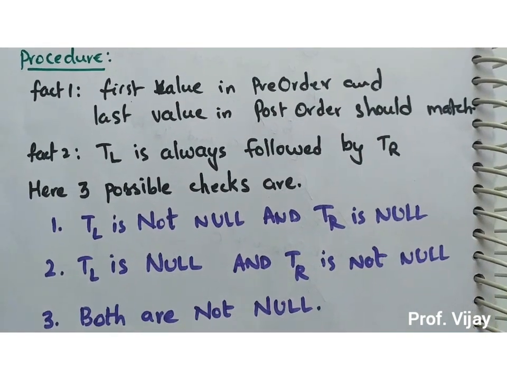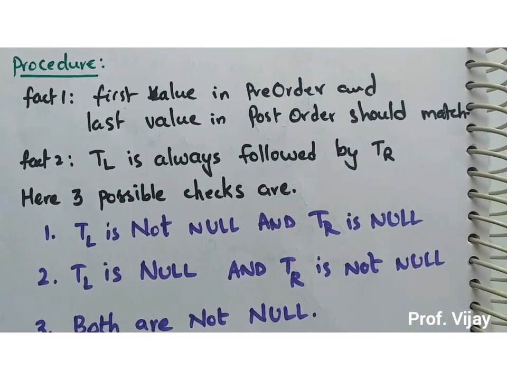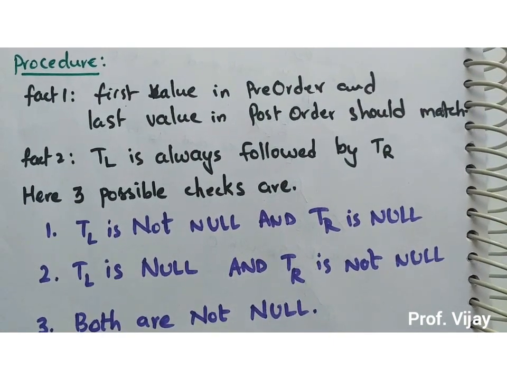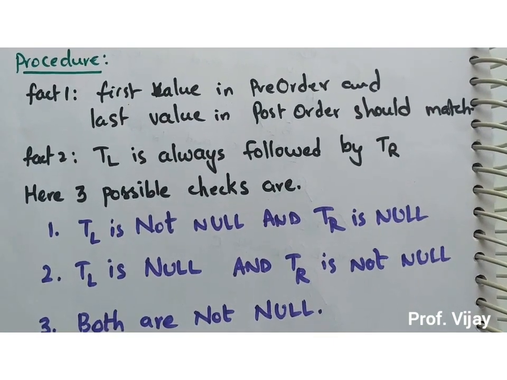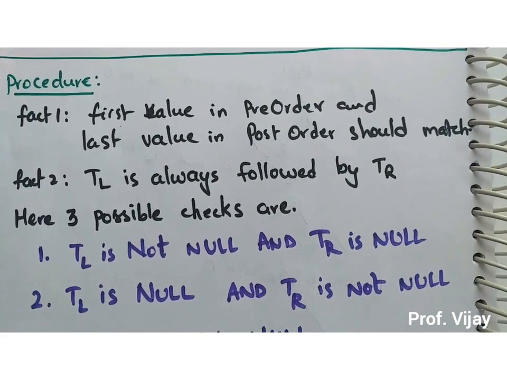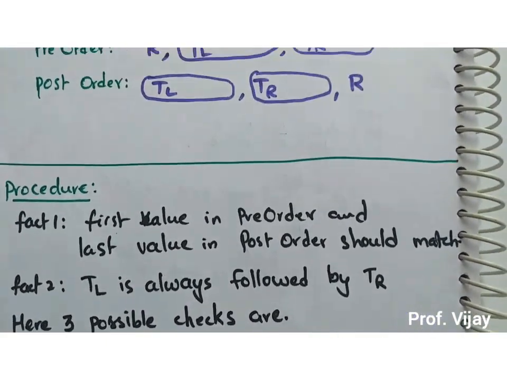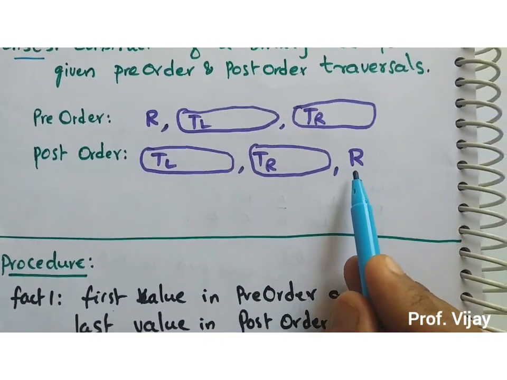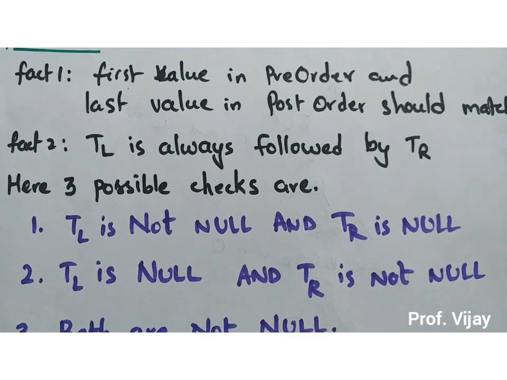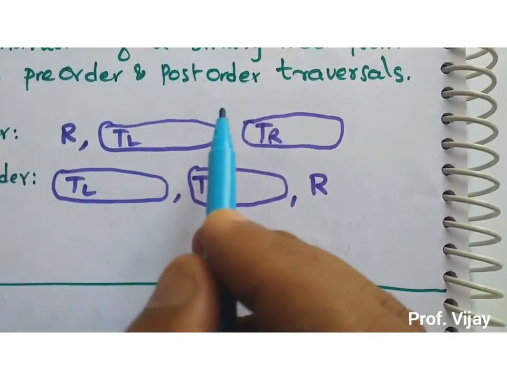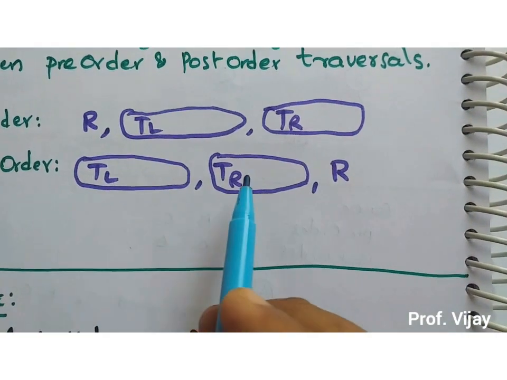So the procedure is not very strict. So we will solve this based on the facts and some checks. So fact 1 is the first value in pre-order and last value in post-order should match. That is, first value in pre-order is root, last value in post-order is also root. The fact 2 is TL is always followed by TR. Here also TL followed by TR, TL followed by TR.